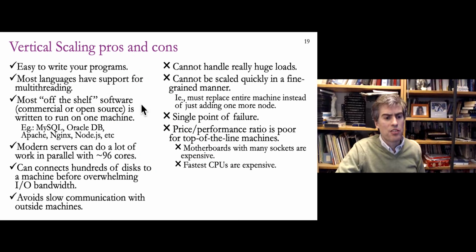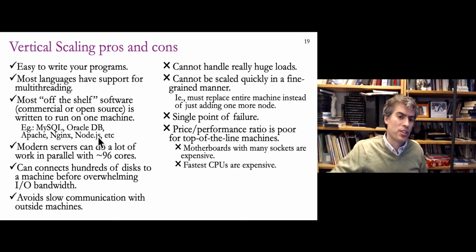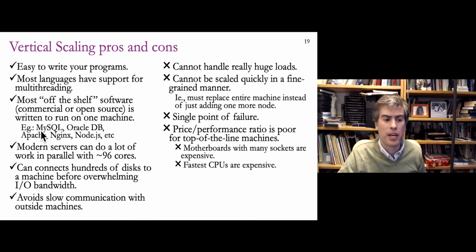There's a lot of off-the-shelf software that's written to run on one machine. So, for example, relational databases like MySQL or Oracle, web servers like Apache, Nginx, or Node. That's software that will run on a single machine, and then you can scale that machine up to handle more load. Modern servers have a lot of cores, like 96, so they can do a lot of work in parallel.